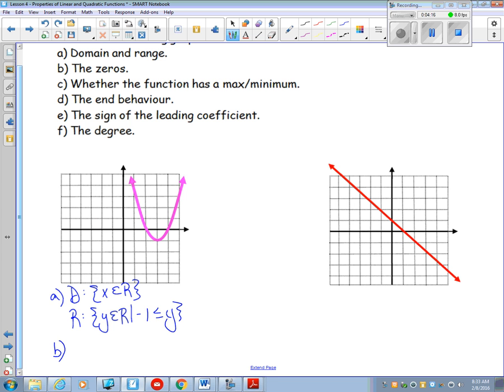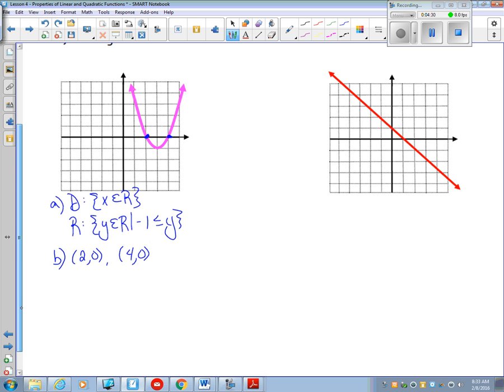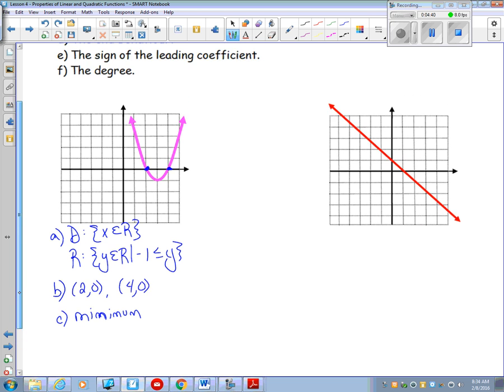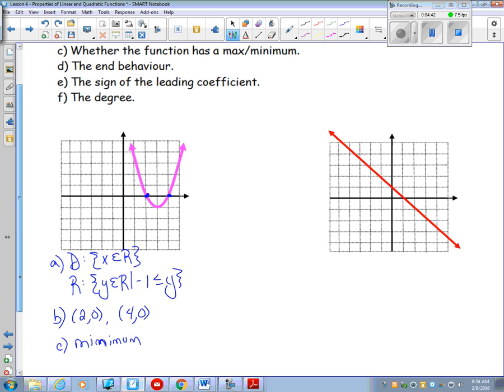Our zeros I can see. There's one right here, one right here. So I'm going to have (2, 0) and (4, 0). Those are my zeros. Okay, does this function have a minimum or a maximum? Well, it goes down, and then it starts going back up again. So I'd say it has a minimum. Minimum. And if I wanted to, I could say it has a minimum of -1, but it didn't ask us what the minimum value was, just whether it has one or not.